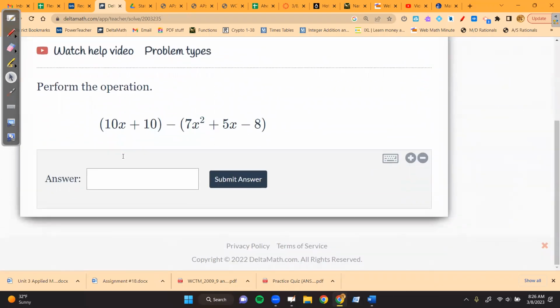Minus I respect. And you should too. I will never lie to you about math stuff. You should respect it. So I'm going to show my work. I'm going to take off the first parentheses and just put 10x plus 10. What is my last batch going to say?